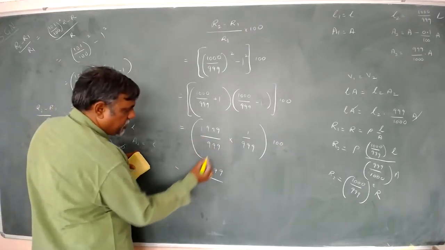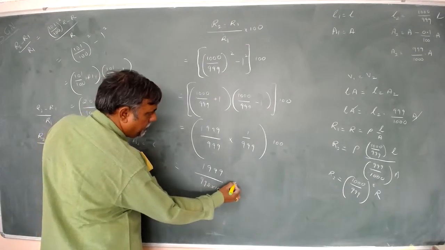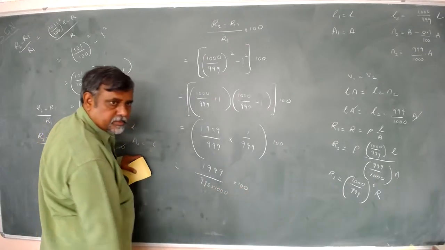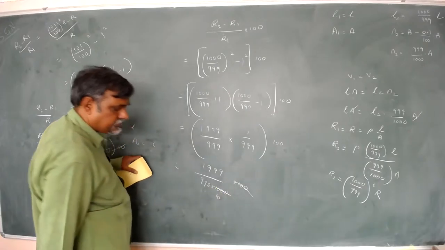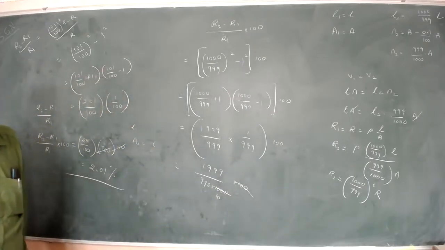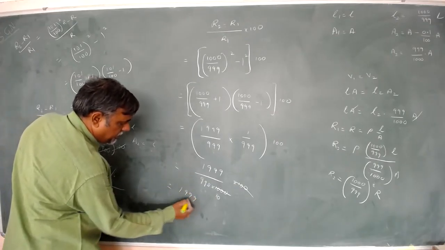Now this becomes 998 into 1000 into 100. Now this can be cancelled out. So this is 199.